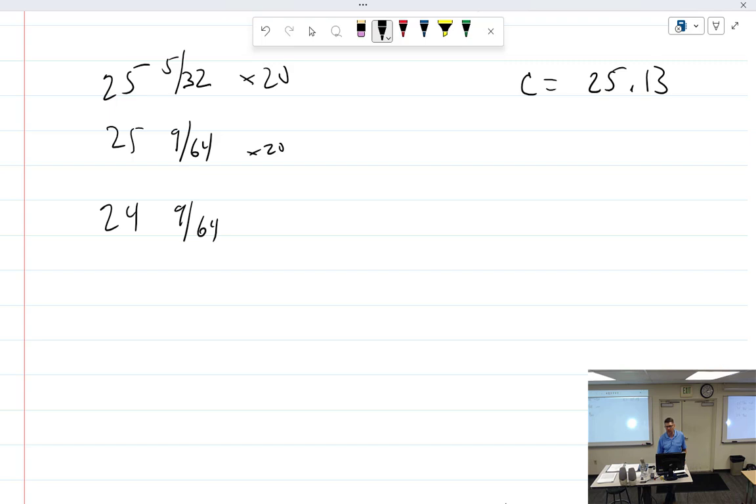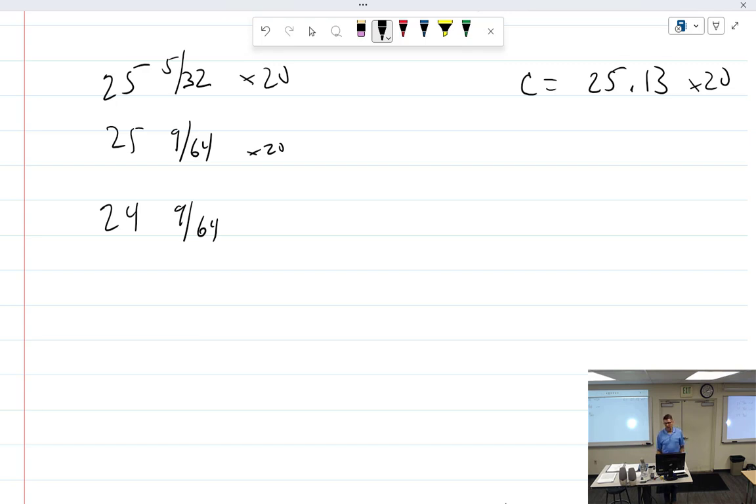That's the circumference. So I go and I say, hey, I need a piece of sheet metal that's 25.13 inches wide by 20 tall. We're not concerned with the 20 because they give me all the 20s. But I've got to have this 25.13. And then the book says, well, I don't have 25.13, but I've got 25 and 5/32, 25 and 9/64, and 24 and 9/64. Which one do you want?